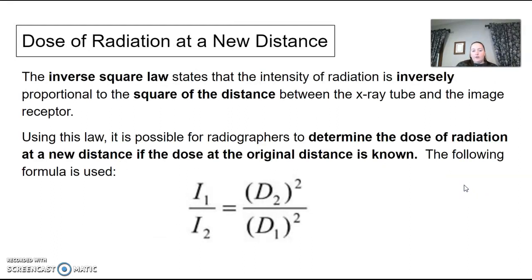So for the inverse square law, it states that the intensity of radiation is inversely proportional to the square of the distance between the X-ray tube and the image receptor. Anytime you are looking for a radiation dose at a new distance, and as long as you know the dose at the original distance, here's your formula. This is what you're going to use. So if the question is asking you to calculate for a new dose at a new distance, it's usually going to be the inverse square law. Okay.